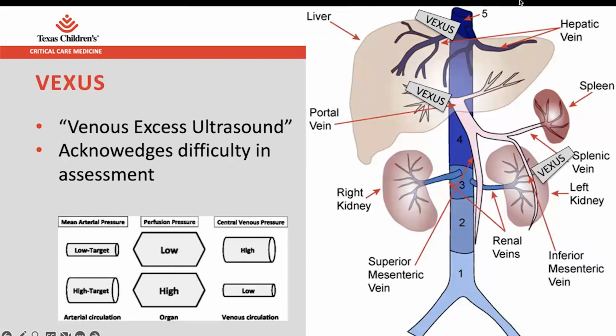And the idea was that instead of trying to look at the caliber of the IVC or venous distension, let's look at the idea of whether or not congestion of various organs would alter the venous return coming from them, knowing that there's multiple factors to consider in whether or not someone's fluid overloaded. In various shock states, we could have a low flow state, but if we have low perfusion pressures, we could still have high central venous pressure.